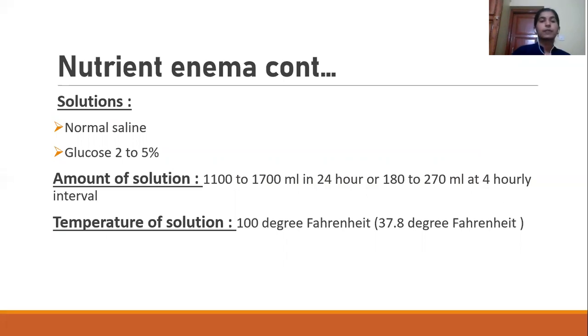Next, the solutions we can use for the nutrient enema include normal saline, glucose 2 to 5%, amount of solution around 1.7 liters in 24 hours, or 180 to 270 ml at 4 hourly, at an interval dose we can use. Temperature should be maintained at 100 Fahrenheit. Okay. So this is about the nutrient enema.